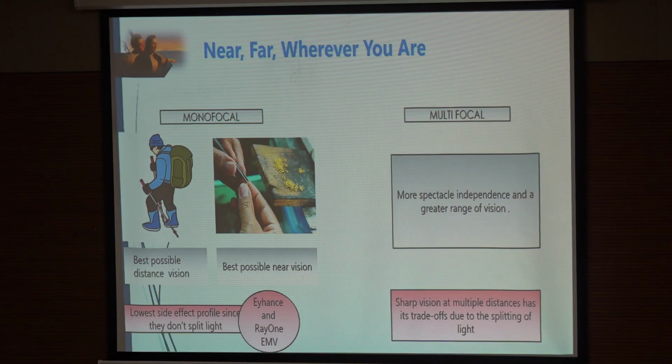It has the lowest side effect profile when it comes to focality, since they don't split light. Available ones are iHance and Ray 1 EMV. In multifocal, there is more spectacle independence and a great range of vision. Sharp vision at multiple distances has its trade-offs due to the splitting of the light, and thus the patient complains of more glare and halos.